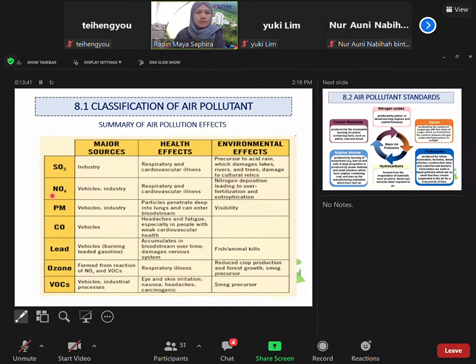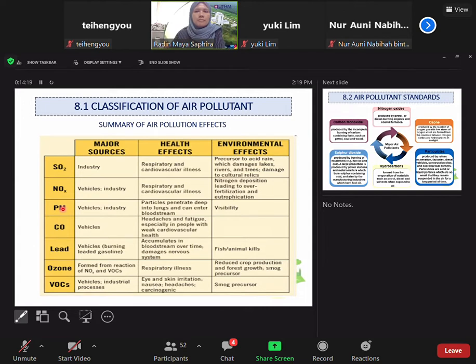NOx, nitrous oxide, from vehicles and industry. PM is not Prime Minister, but particulate matter. Particulate matter is dust, very small particles. For example, in my lab we have a device to capture this particulate matter and then we calculate it, or it can also be automatic. We can calculate how much particulate matter is in our surroundings.